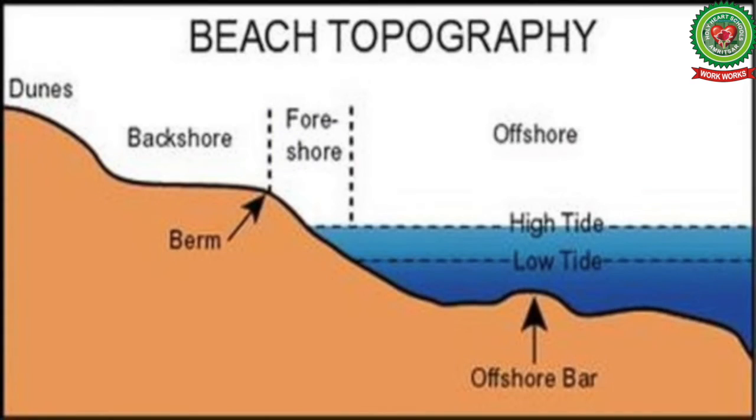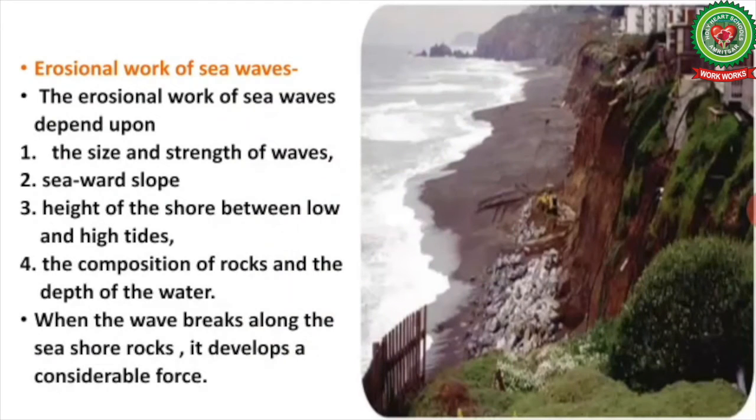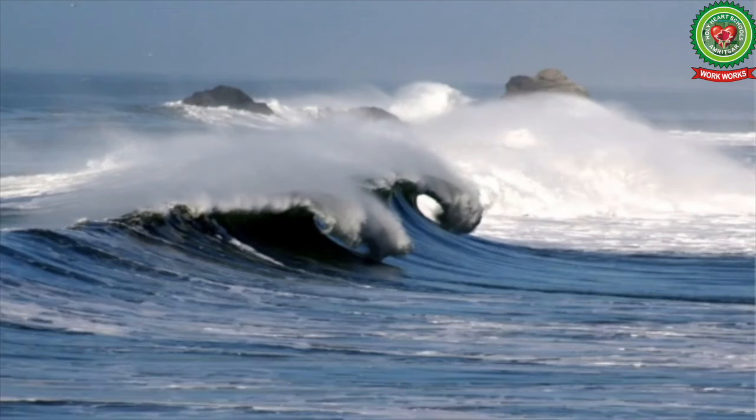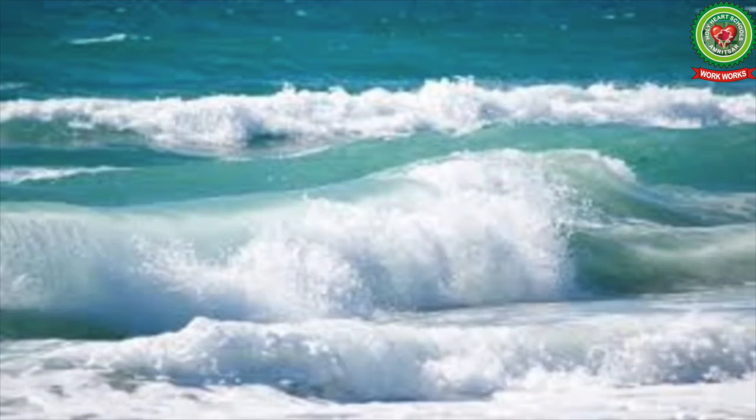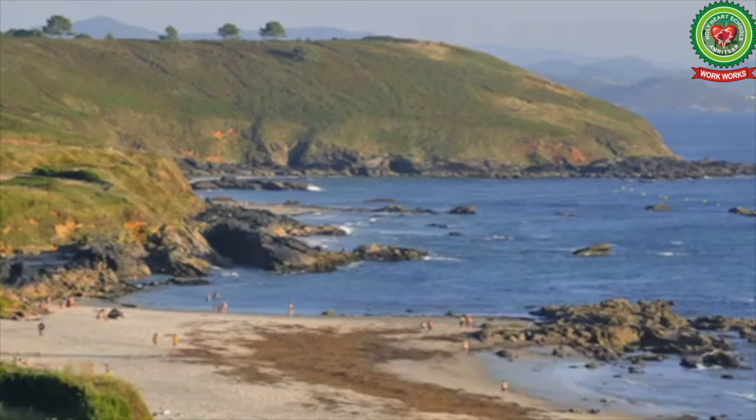The place where the advancing sea waves reach is called backshore, and the area which remains permanently underwater is known as foreshore. The entire sea area which is made of continental slope is called offshore. Now we will discuss the erosional work of sea waves. The erosional work of sea waves depends upon some factors like the size and the strength of waves, seaward slope, height of the shore between low and high tides, the composition of rocks and the depth of the water.